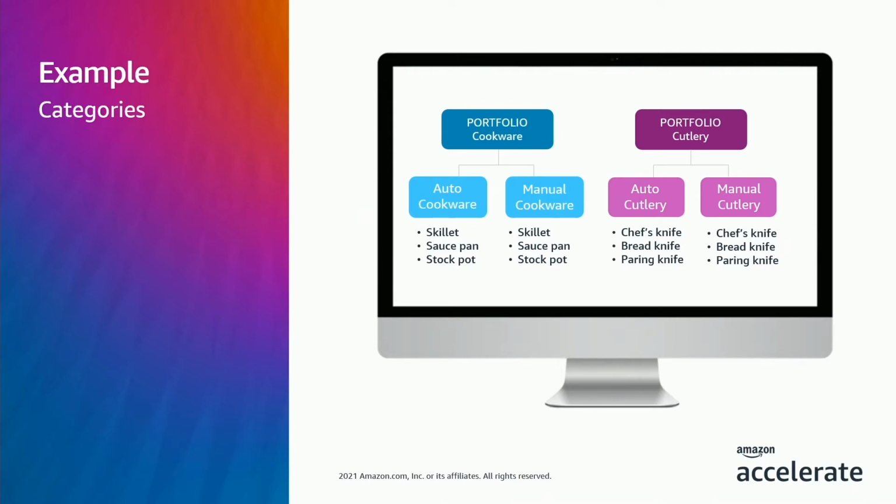Kitchen Smart decided to set up two portfolios, one for each product line. This allows them to set a total budget for all campaigns related to each type of product. They then create an automatic campaign and manual campaign within each of the portfolios. Within each campaign, they utilize the ad group feature to split the products up even more. Some of their groupings for the cookware line included skillets, saucepans, and stock pots.